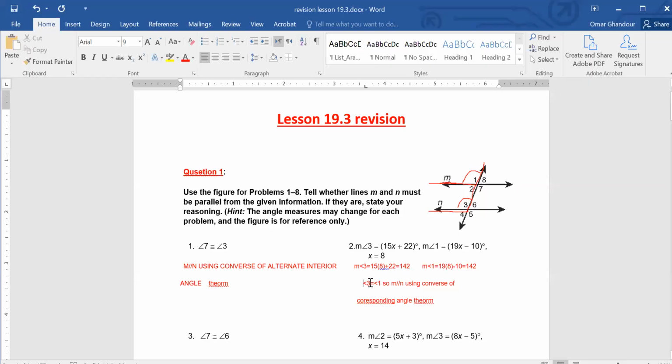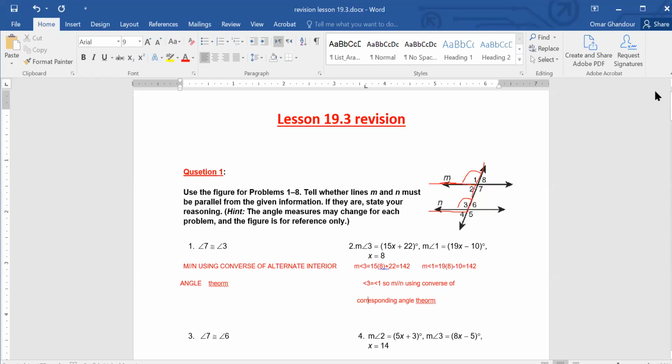So this is what we wrote. Since these two angles were equal, I told him angle 3 is equal to angle 1, or you can put the congruent sign. So M and N are parallel using what? Using the converse of the corresponding angle theorem. Do not forget the word converse.